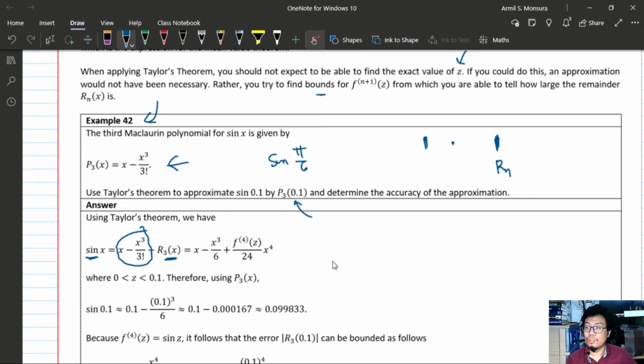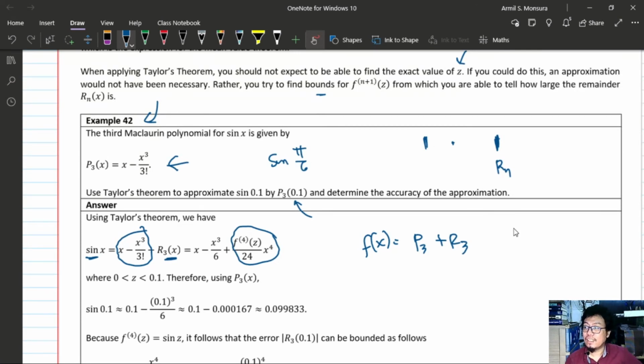So your function value is the polynomial plus the remainder. Here we would have x minus x cubed over 6 plus the error, or the remainder.